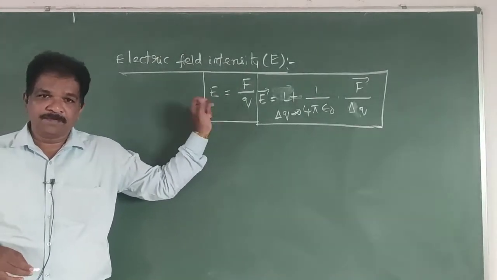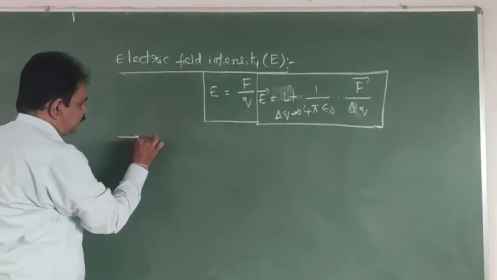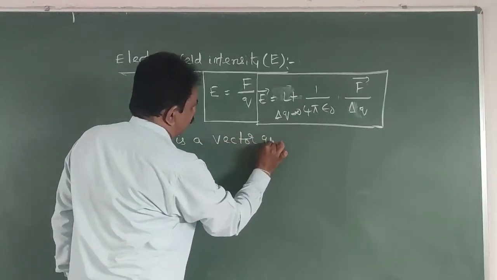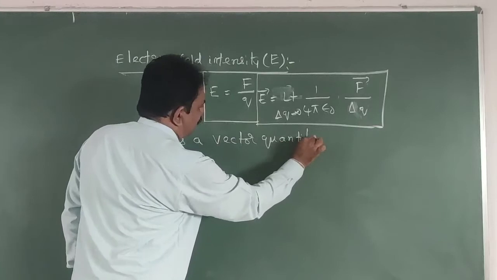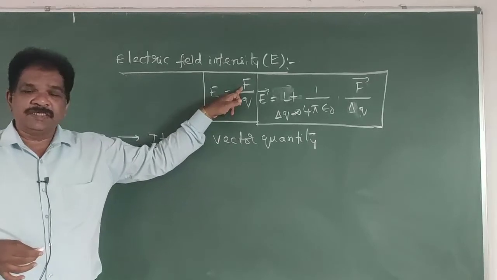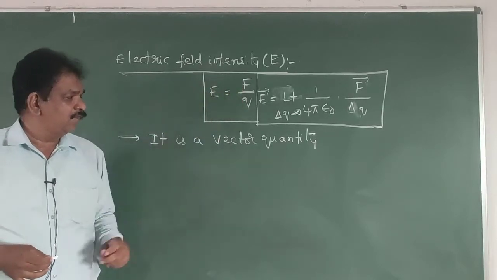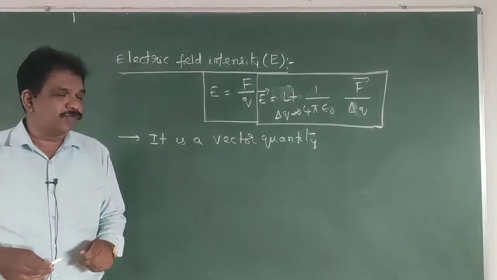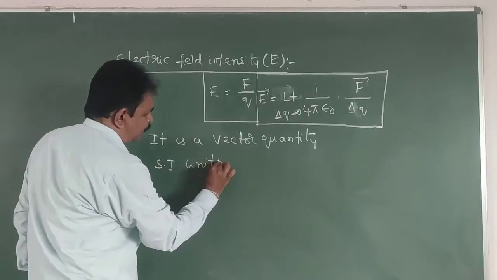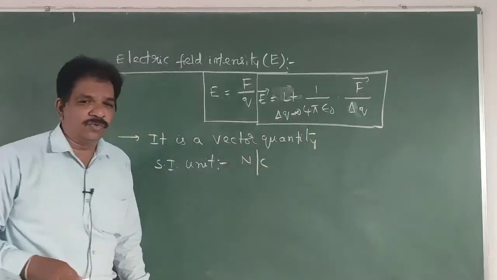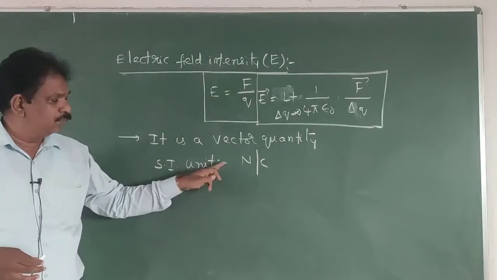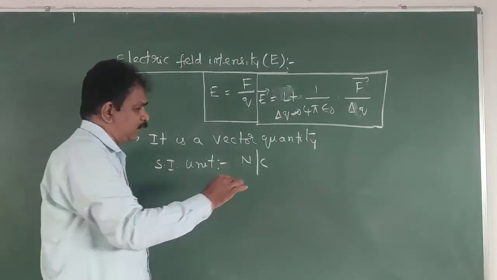The points are clear. Next, it is a vector quantity. F is force, and force is a vector quantity, so electric field intensity is also a vector quantity. Next, the SI unit. Force unit will be Newton and charge unit will be Coulomb, so Newton per Coulomb will be the SI unit.